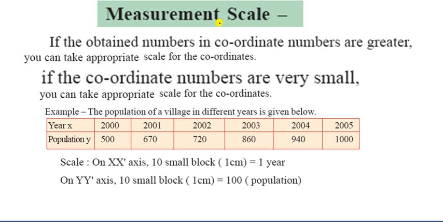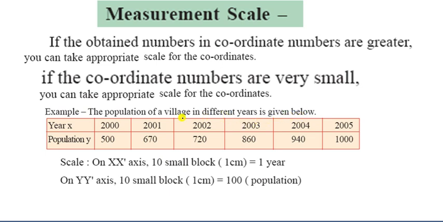Now come to the measurement scale. For the graph paper, always remember we want a measurement, so first of all, we measure the scale. On the x-axis, 10 small blocks is called 1 year, and on the y-axis, 10 small blocks is called 100 population. 1 centimeter is equal to 100 population. So how can we represent this data on the graph paper?